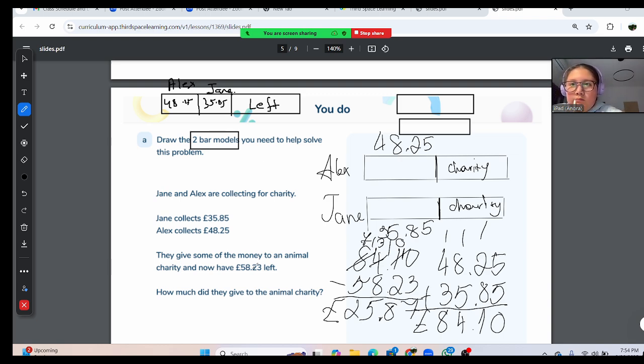and the charity left was given there, right? 58.23. So they give this much, this, and then okay, I think yeah, Jane and Alex, and no, I think we cannot make it into one. We would have to make two bar graphs. I mean bar models.